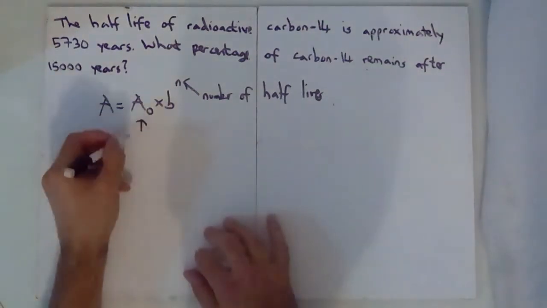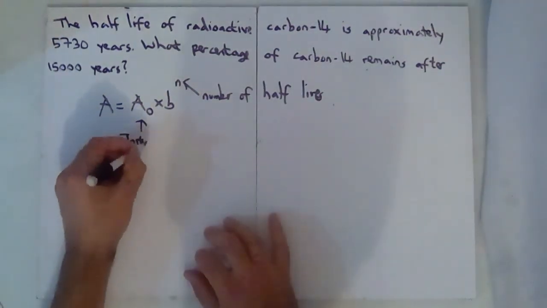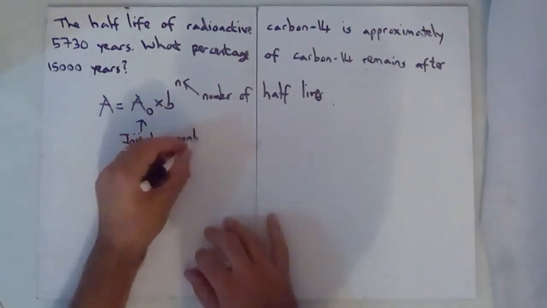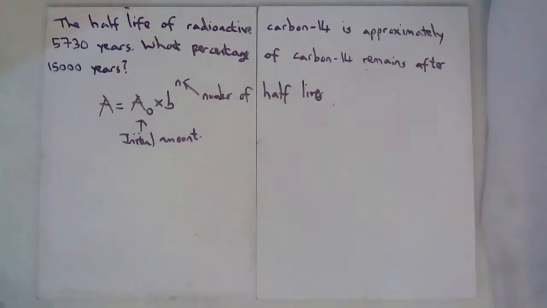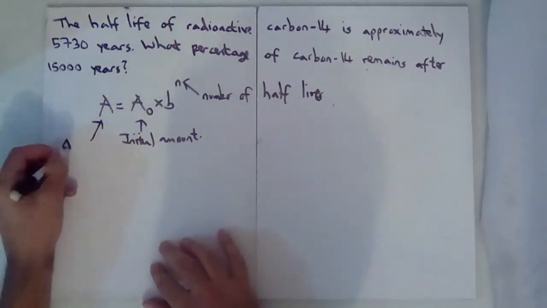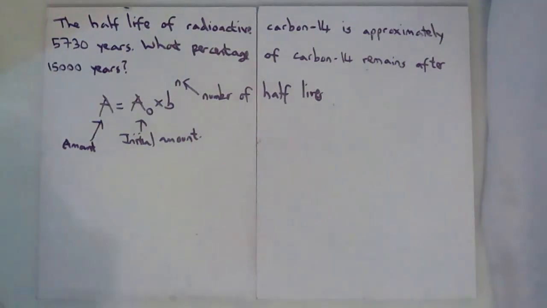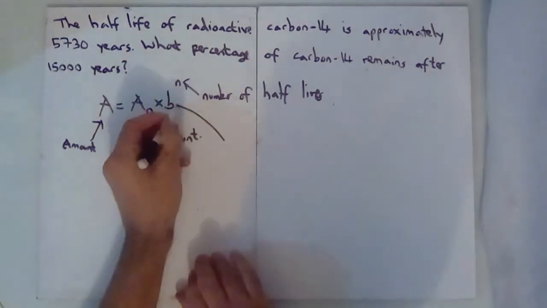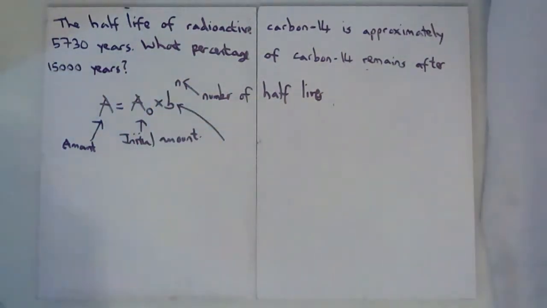A0, remember, is the initial amount, which we don't really have, but I'll discuss that when we get to it. A is the amount at any given time. The amount of substance, in this case the amount of carbon-14, but it could be the amount of all sorts of things. B is thought of as a growth or decay factor, but it's basically the base.